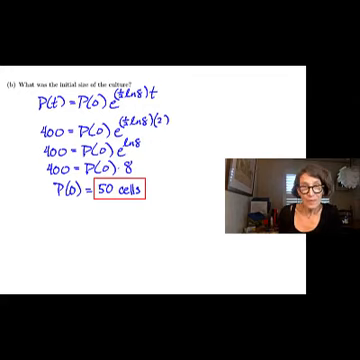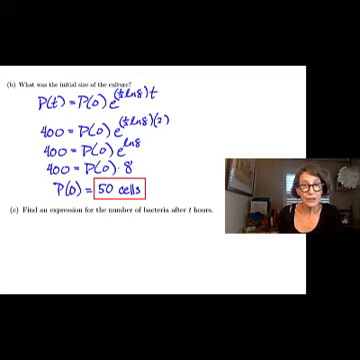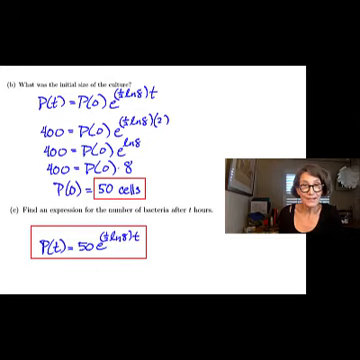Part C says, put it all together and find an expression for the number of bacteria after t hours. Putting it all together, we get P of t is equal to P of 0, which is 50, times e to the k, which is 1/2 natural log of 8, times t. That's the population at any time t.